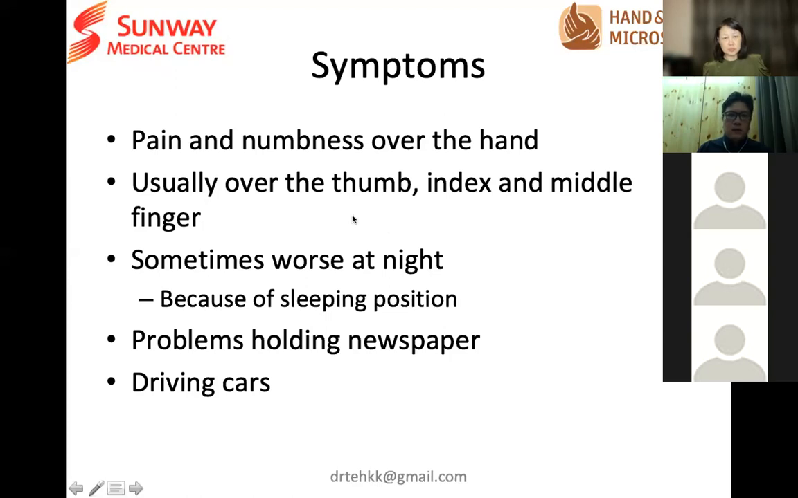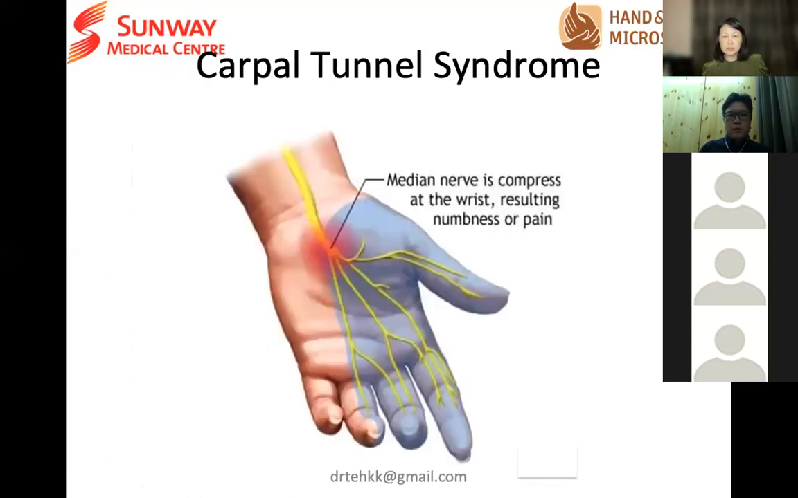Sometimes it's worse at night because of the sleeping position. And you know, it can be worse when you hold up a newspaper to read, when you're driving cars, when you're knitting or doing stuff with your hands. So this is a diagram to show where the symptoms are. This is the area that causes the numbness. And sometimes patients also complain there's pain around the wrist.